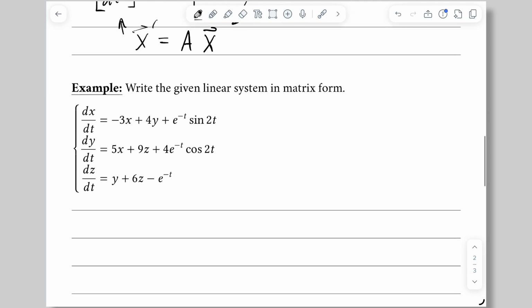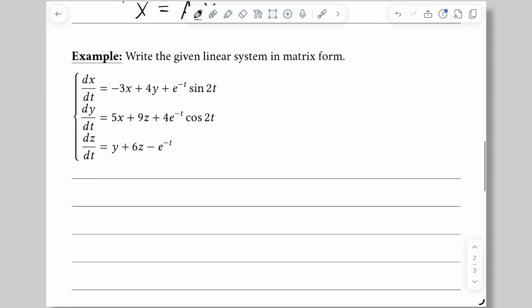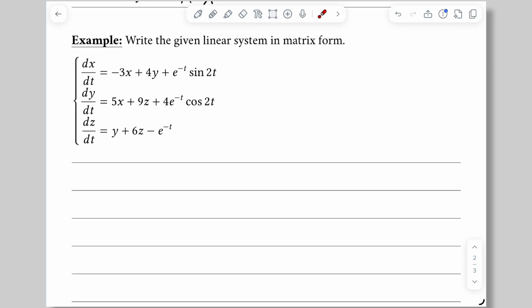Next, we have a 3 by 3 system because we have 3 unknown functions, x, y, and z. Our equations are dx dt equals negative 3x plus 4y plus e to the negative t sine of 2t. dy dt equals 5x plus 7z plus 4e to the negative t cosine of 2t. And dz dt equals y plus 6z minus e to the negative t.